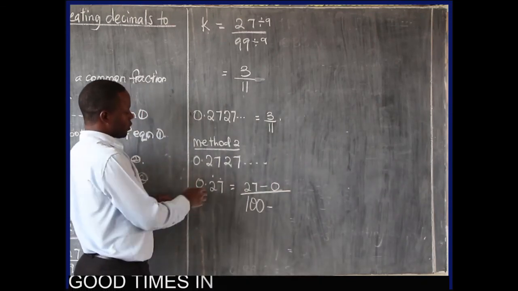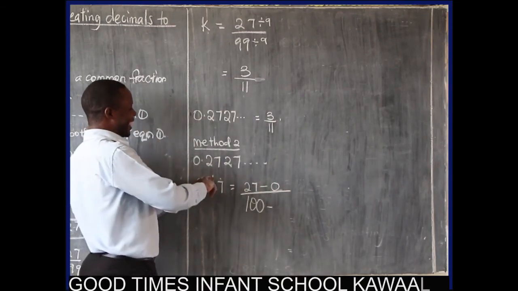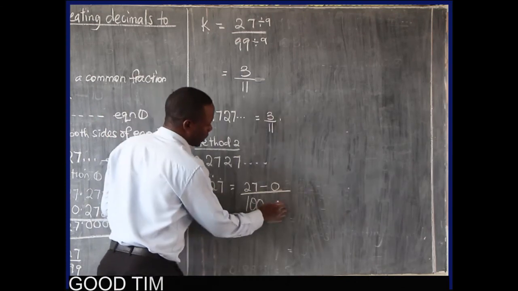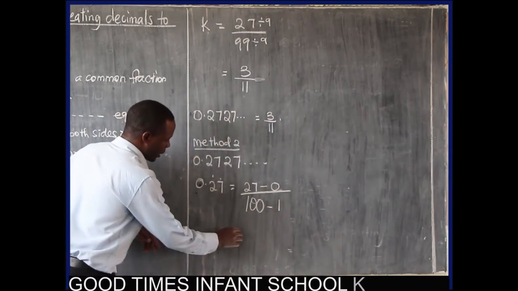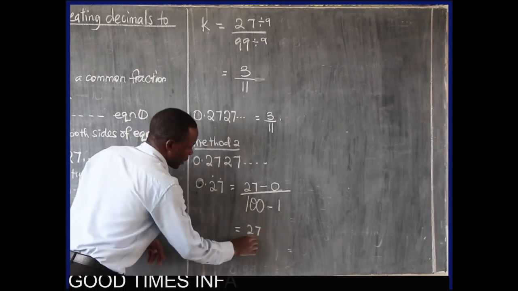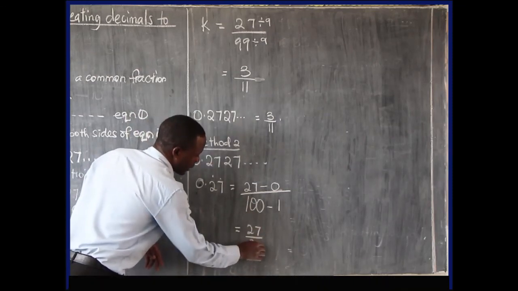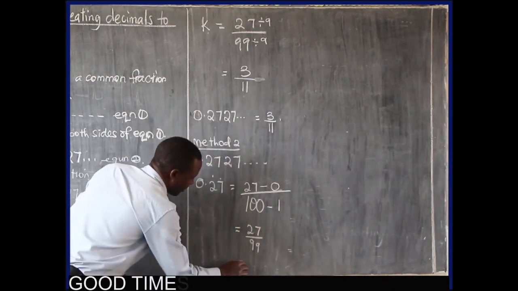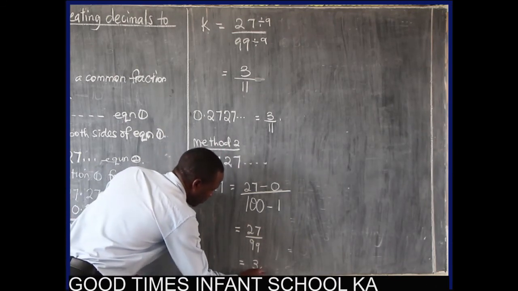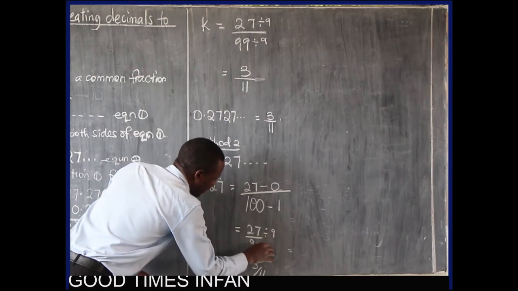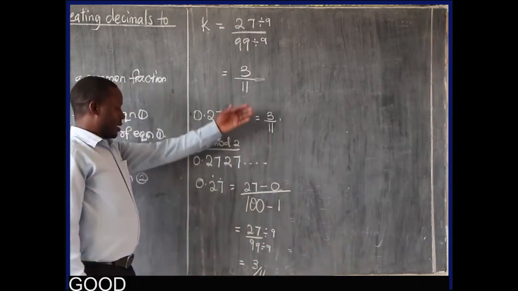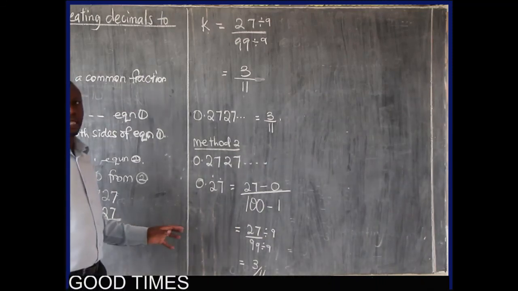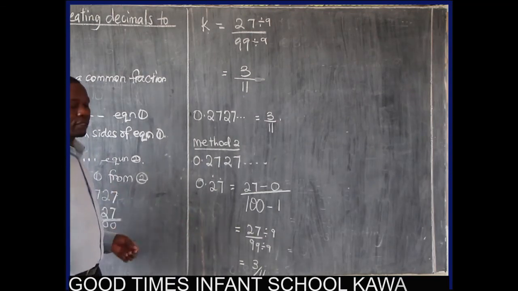Now, down, we shall subtract the place value of this 0. What is the place value of 0? This is 1s, 10th, 100th. So the place value of 0 is 1s, and 1s in figures is 1. Now when we take our difference, we shall get 27 out of 100 minus 1 is 99. Now when you divide by 9 here and 9 here, the answer will give you 3 out of 11. So you see the same answer using two methods. Thank you. Now let's look at the activity after seeing all these examples.